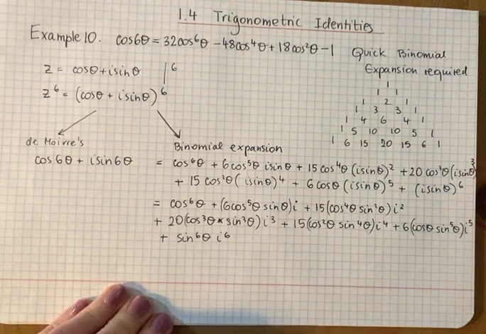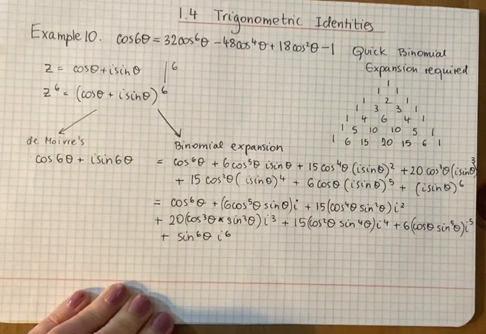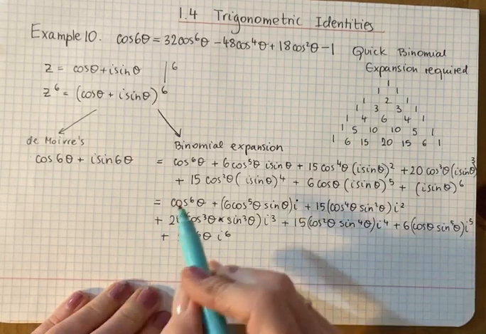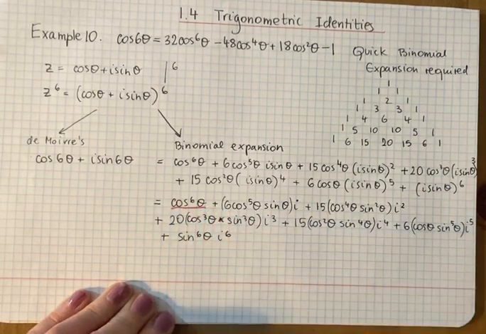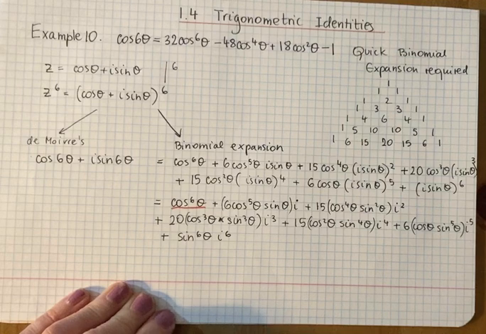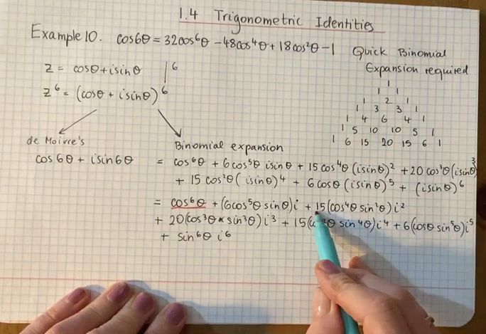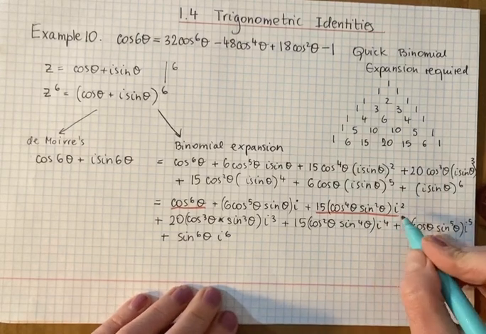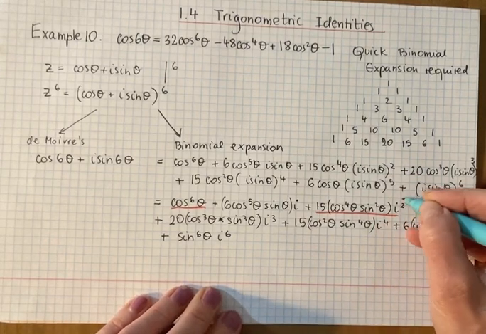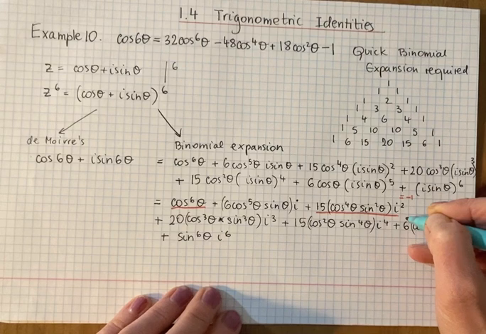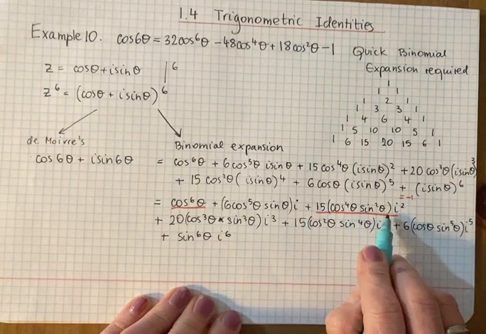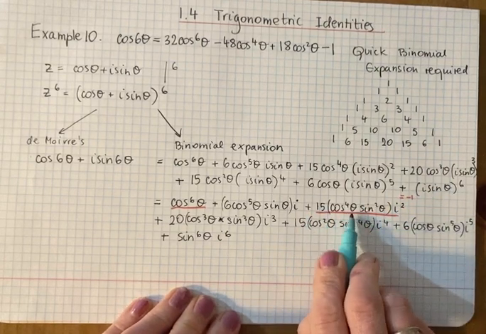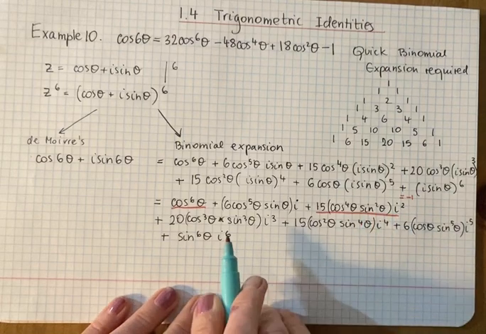Anything that's free of i is a real part. So if you look at this, this contributes towards a real part. Over here, this expression will also be real, because if you remember i squared is equal to -1. So this is going to be minus 15 times cos to the power 4 sine squared theta.